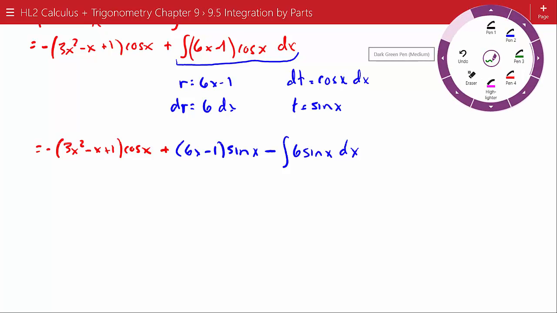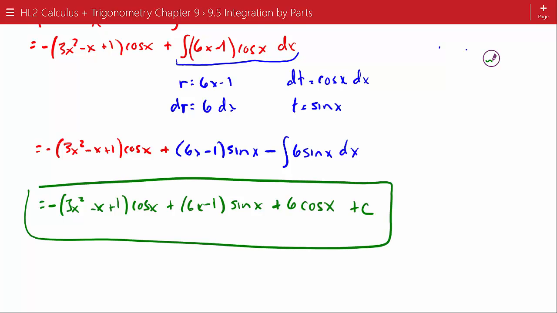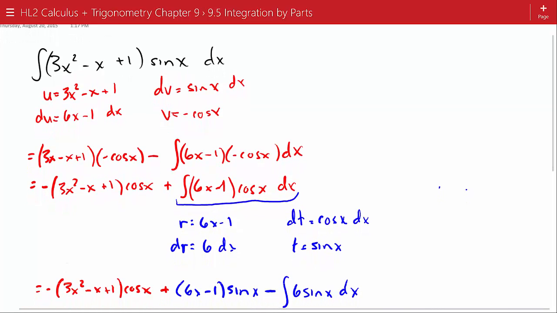And now this final integral that I have, 6 sine x, that's something I can just find the antiderivative of. The antiderivative of sine is negative cosine, and I'm practically home free. So we have negative 3x squared minus x plus 1 cosine x plus 6x minus 1 times sine of x. And then it becomes plus, because the antiderivative of sine is negative cosine, 6 cosine x plus c. And there, ladies and gentlemen, is our antiderivative of 3x squared minus x plus 1 sine of x dx.